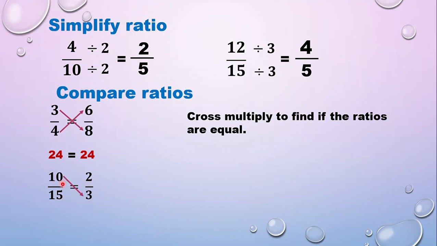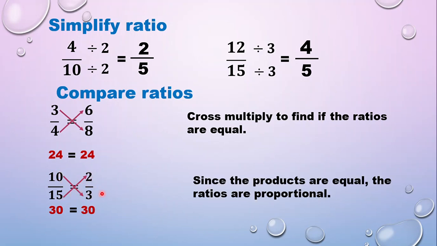So, 10 times 3, we have 30, is equal to 15 times 2, we have 30. So, 30 is equal to 30. Therefore, 10/15 is equal to 2/3. Okay, so since the products are equal, the ratios are proportional. So, we can say that two ratios are proportional if the products are equal.